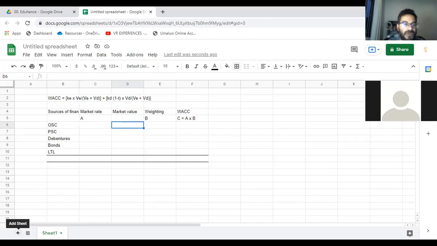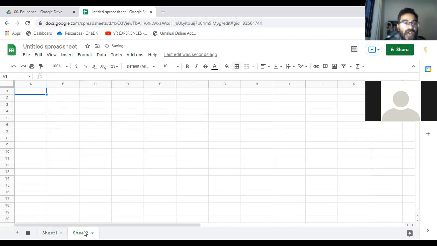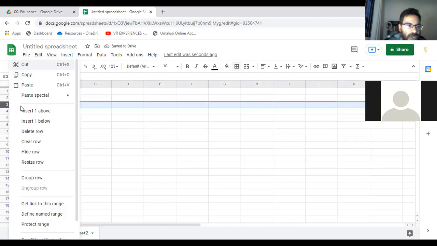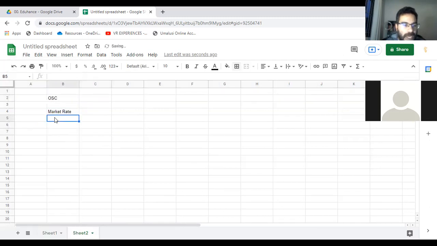So let's go to the next sheet. So how do we do it? Remember we need market rate and market value. The only reason why we want market value is in order to determine the weighting. So here we're going to have ordinary share capital. For ordinary share capital, there are 3 ways to calculate market rate. So what are the 3 ways? In no particular order, as I'm just saying as it comes to my mind.